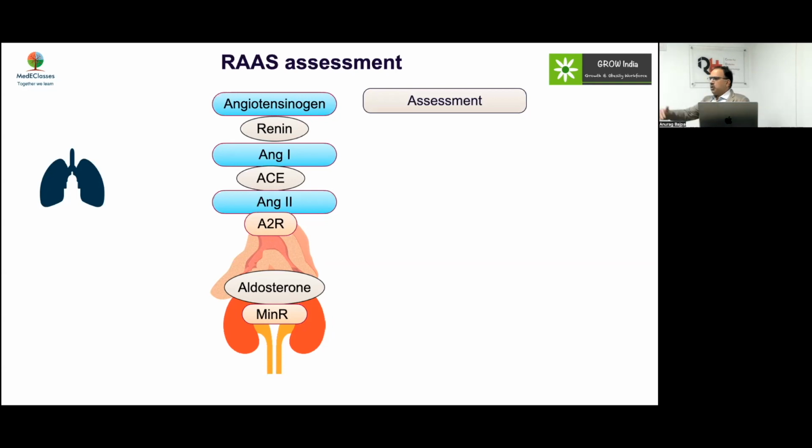So if we talk about the renin-angiotensin-aldosterone system, the assessment can be done at the level of actual measurement of renin, which is a direct renin assessment, or a plasma renin activity. Now, direct renin is basically an immunoassay.